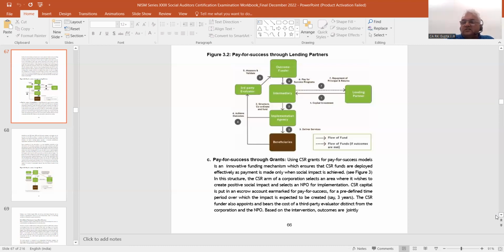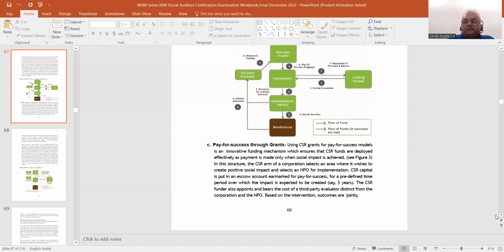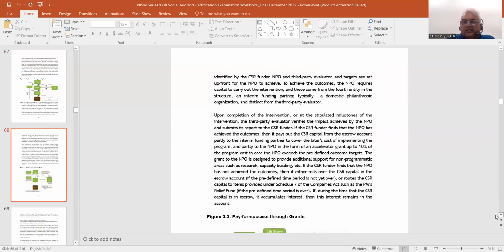So based on the intervention, outcomes are jointly identified by the CSR funder, NPO, and third party evaluator. And targets are set upfront for the NPO to achieve.